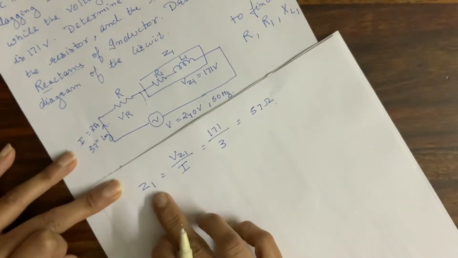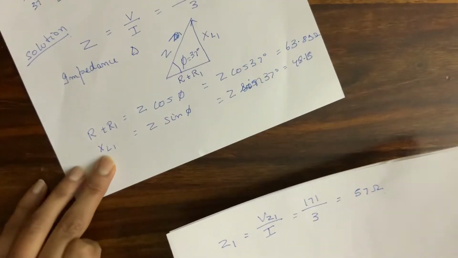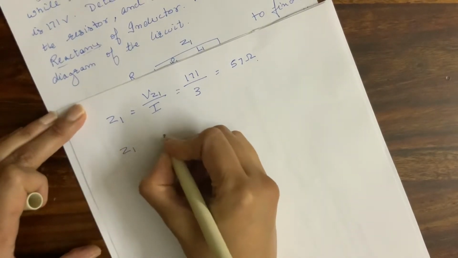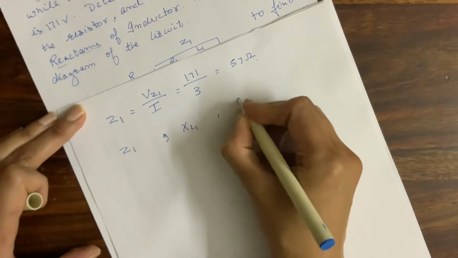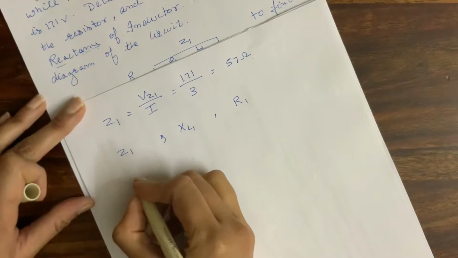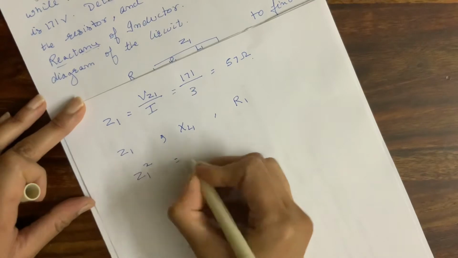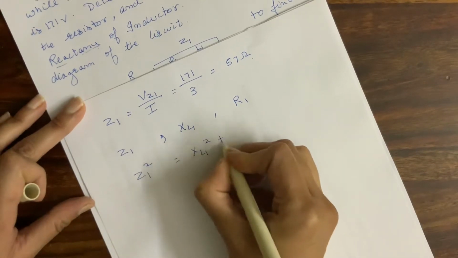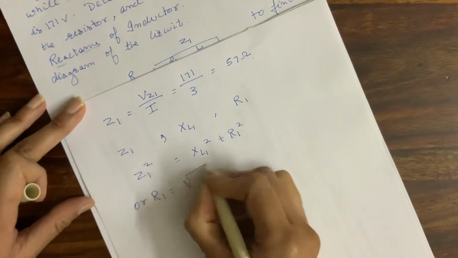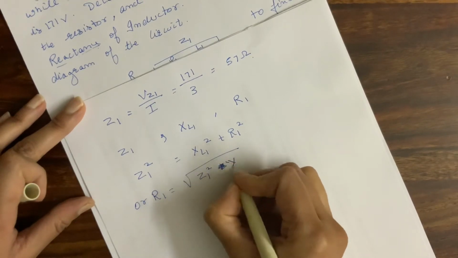Now we know the Z1 value, and we know the XL1 value, because we already found it. So we can find the R1 value. We apply the vector addition rule: Z1 squared is equal to XL1 squared plus R1 squared, or R1 is equal to the square root of Z1 squared minus XL1 squared.